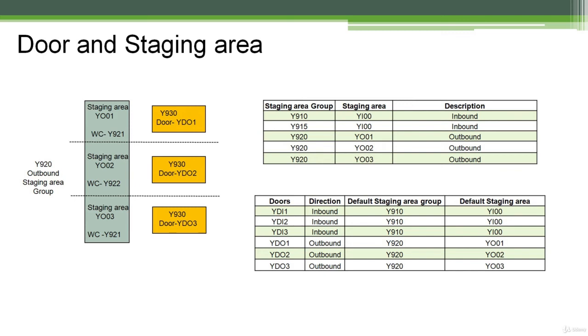Staging area group Y920, we have 3 staging areas: Y001, Y002 and Y003. Each of these staging areas is created for separate doors. So for example, we have door YD01, for which we are going to use staging area Y001. We have a door YD02, for which we are going to have a dedicated staging area Y002. We have a door YD03, for which we'll have a dedicated staging area Y003.